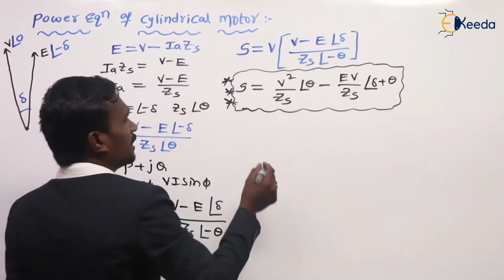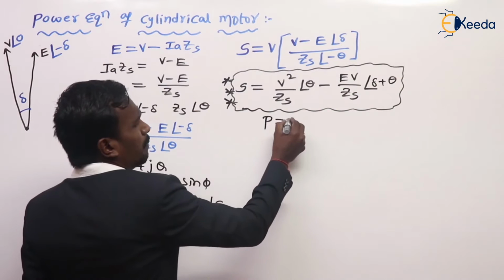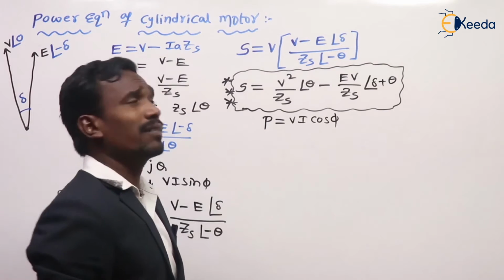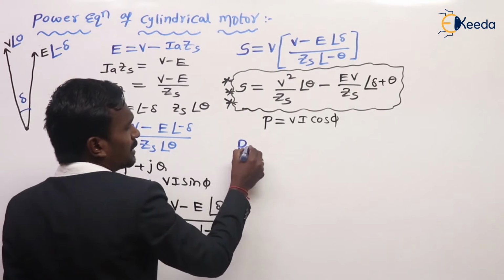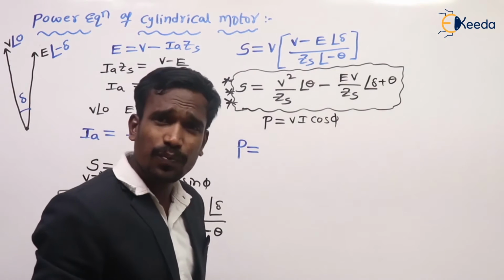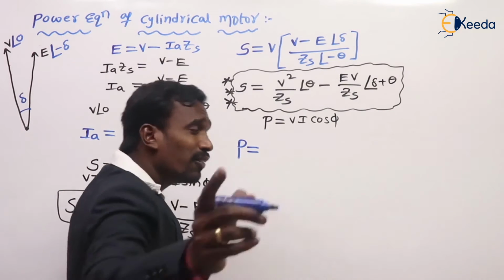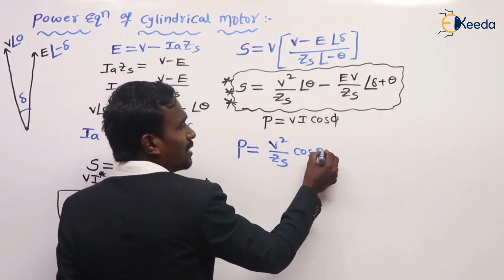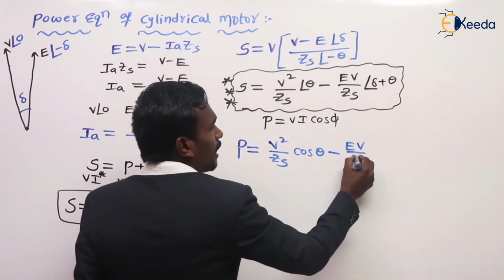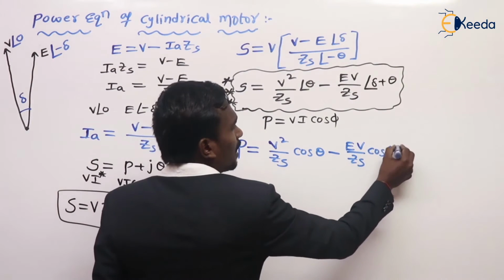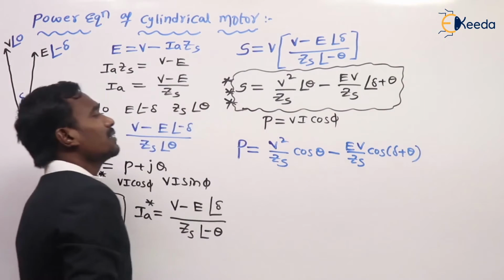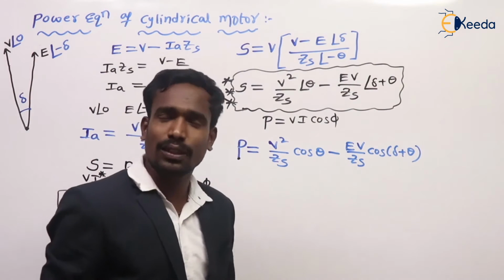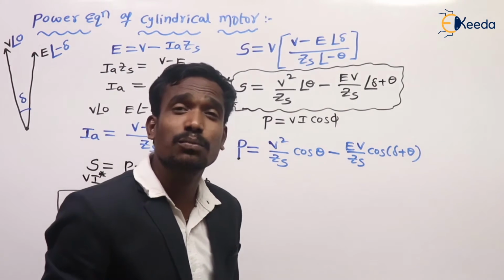Right? It is completed, and now we have to find P. P is nothing but VI cos phi, so from that we can write P is equal to... can anyone tell me? Yes, very good answer: P is equal to V square by ZS cos theta minus EV upon ZS cos of (delta plus theta). This is the power which is developed, the power of the synchronous motor.